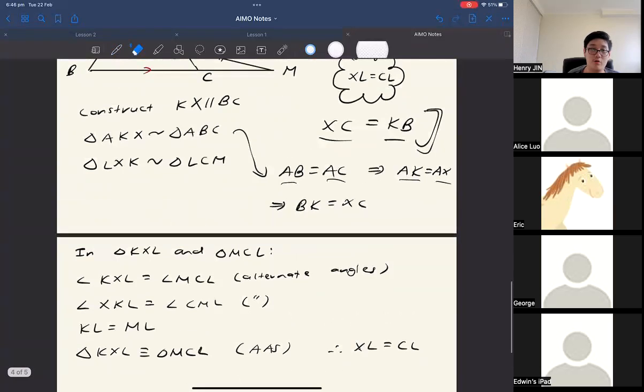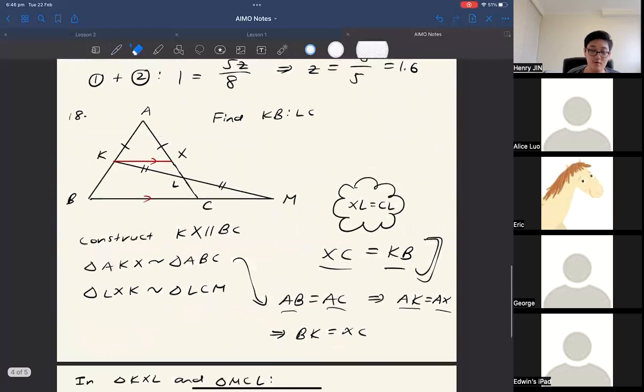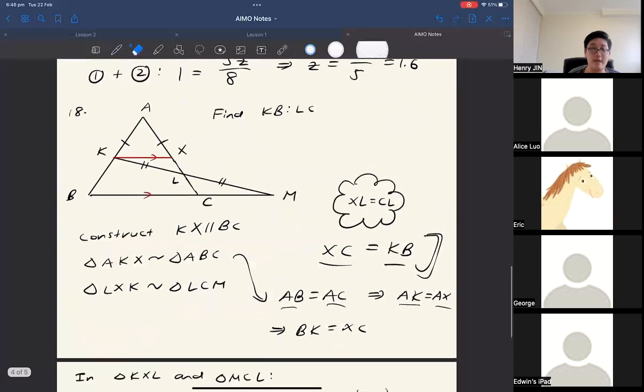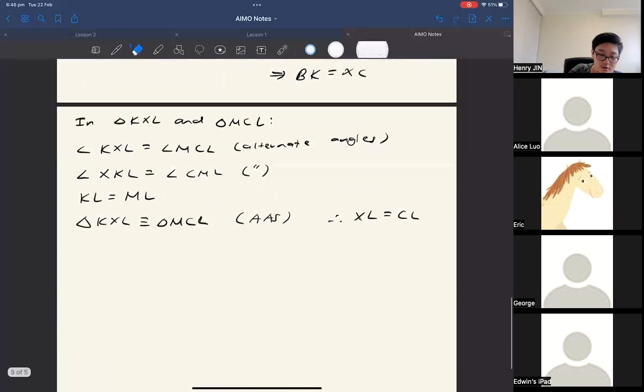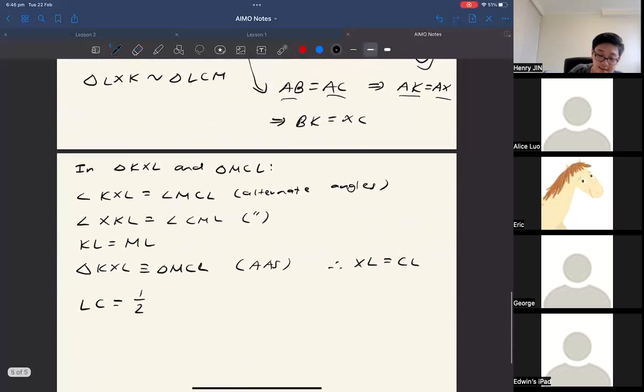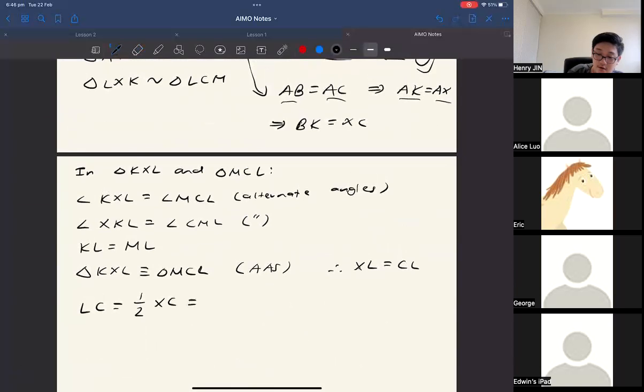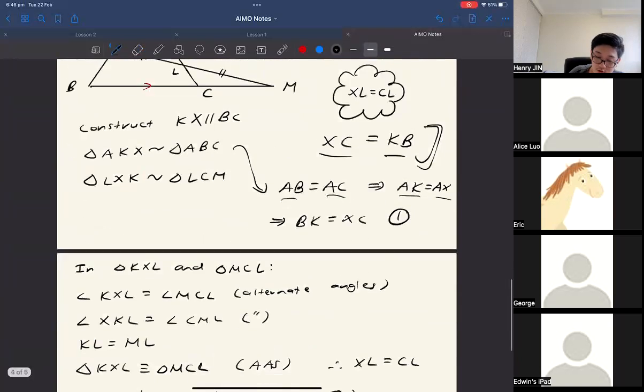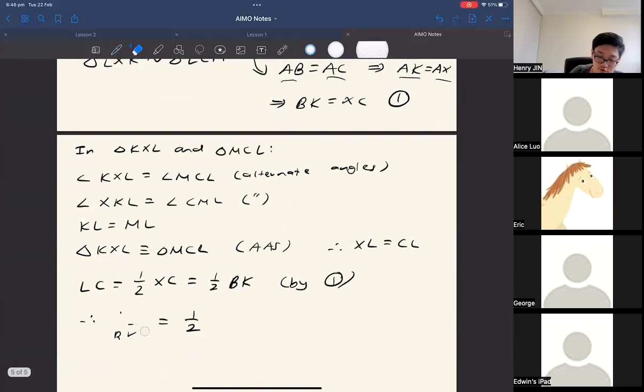Now, what do we want to find? We wanted to find what LC was compared to KP. So you can just go LC equals half of whatever's there. So it's XC, and by 1, it's half of BK, yeah? Therefore, your ratio is 1 to 2. Other way around, 2 to 1.